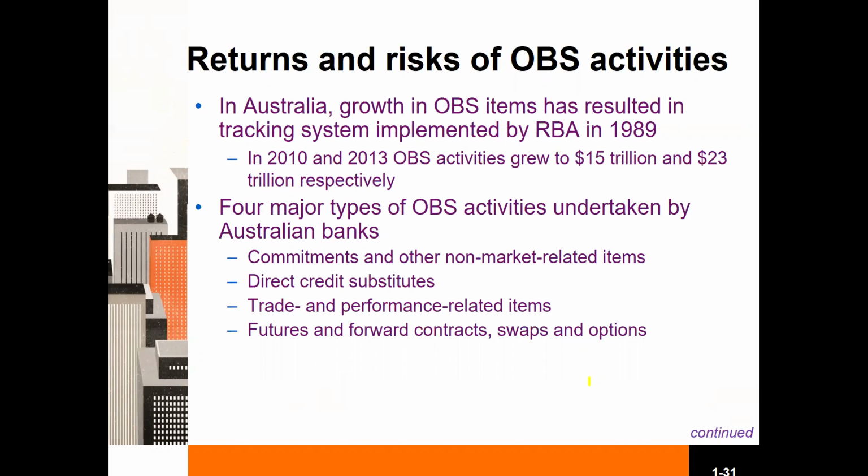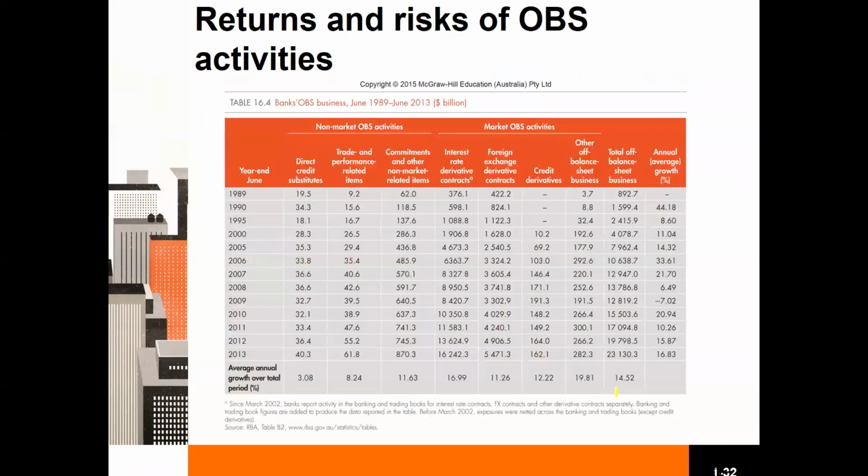And it has been growing at a high rate, particularly after the global financial crisis. For example, in 2010 and 2013, off balance sheet activities grew to 15 trillion and 23 trillion respectively. The major off balance sheet activities in Australia are the commitments, direct credit substitutes, trade and performance related items, and derivatives, particularly futures and forward contracts, swaps, and options.